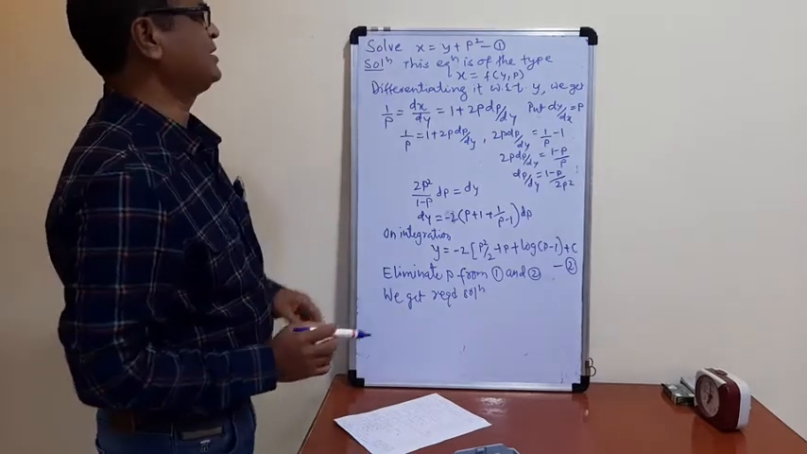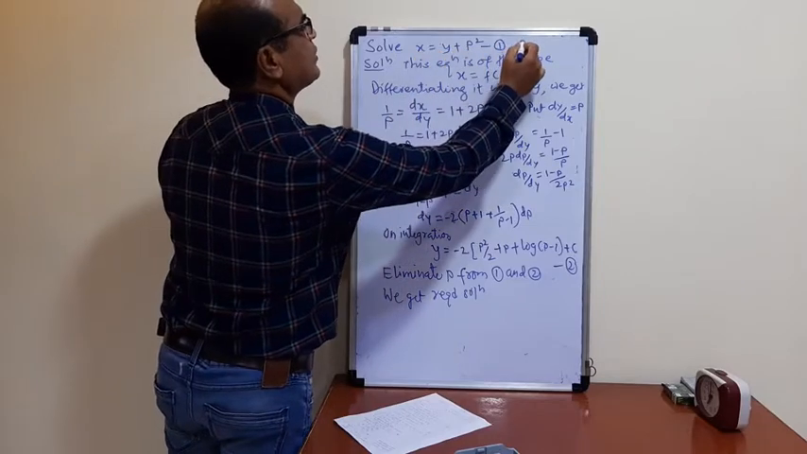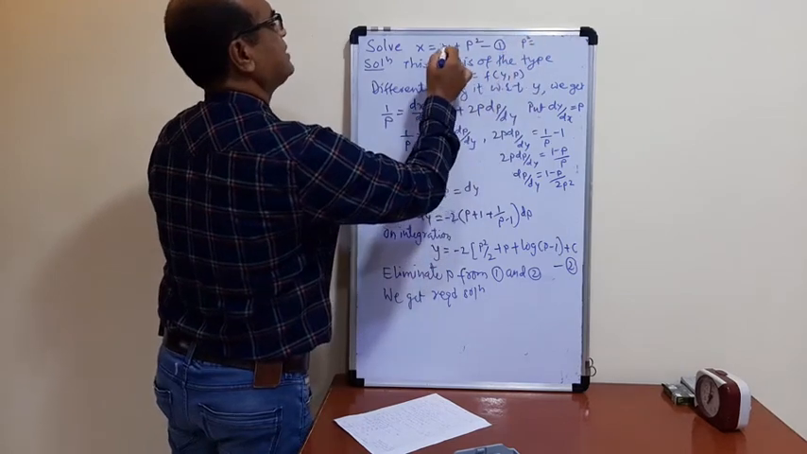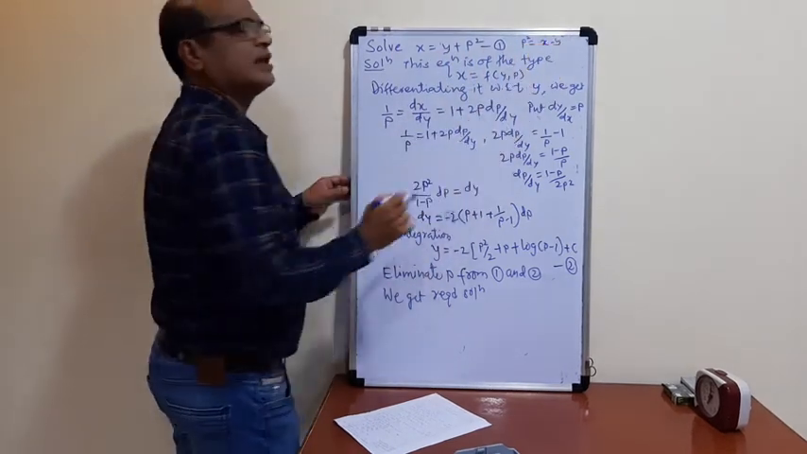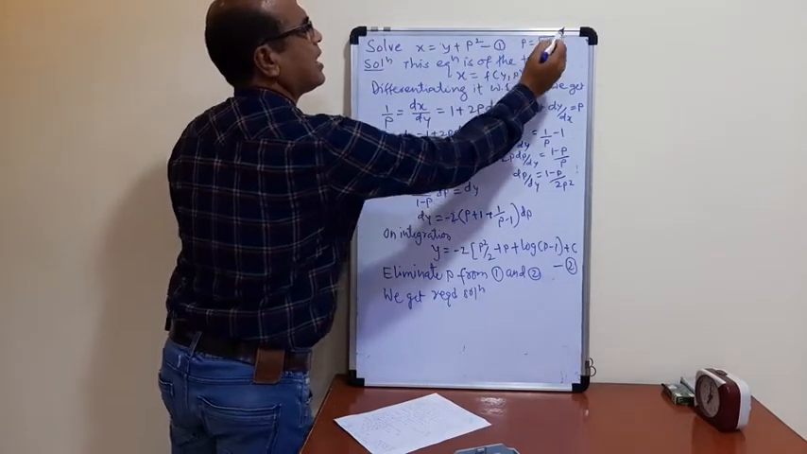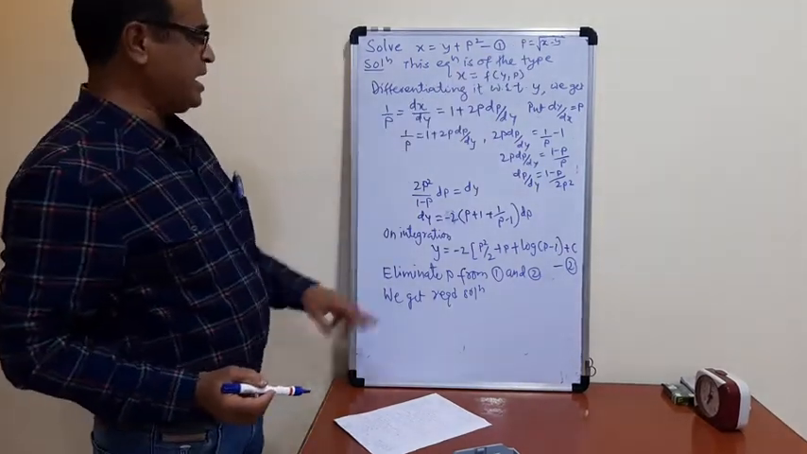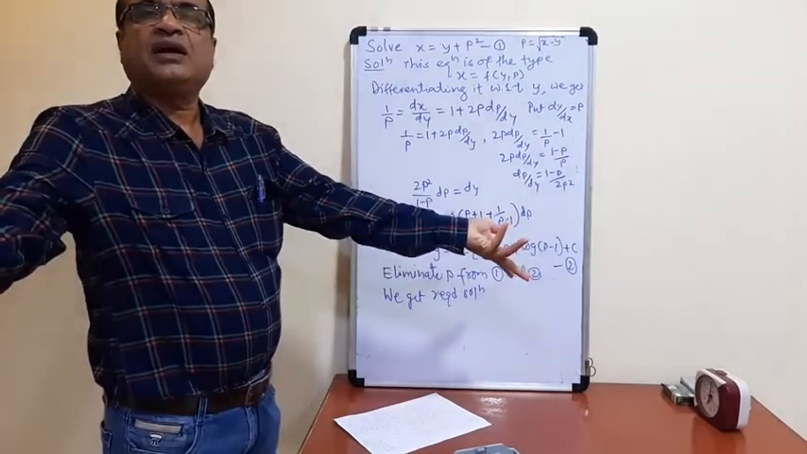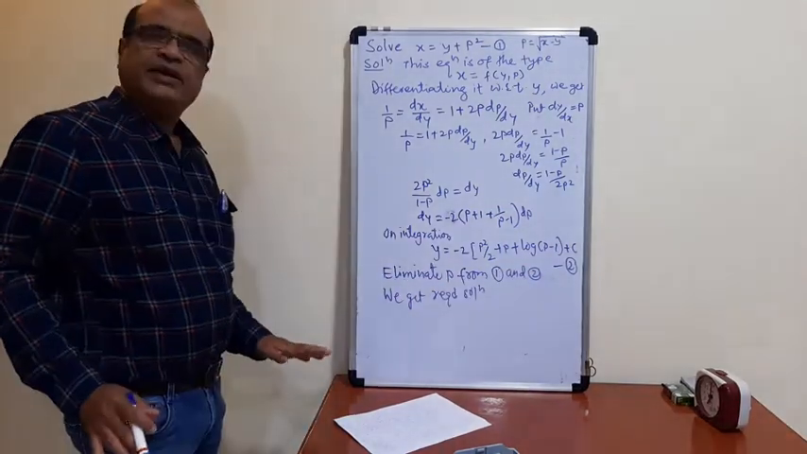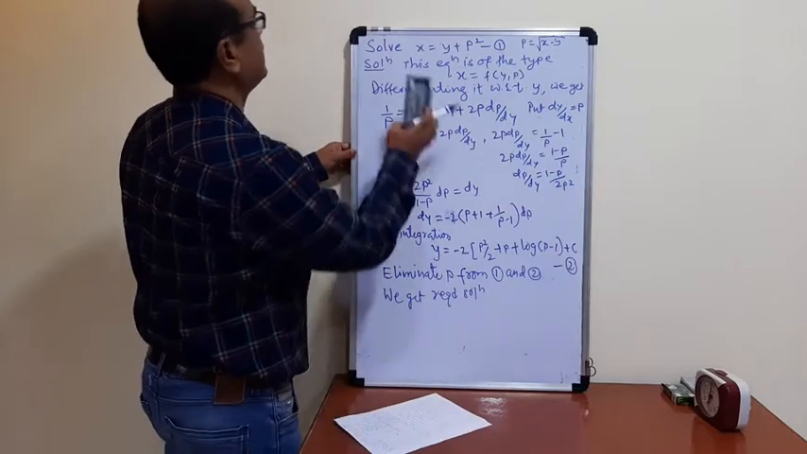Or simply, what is the p here? So this is x is equal to y plus p square. So what is p? So p square is x minus y. Then p is equal to square root of x minus y. So put this value of p in this equation, we get the required solution where p is eliminated. This is very simple. Okay. So this is the solution of this differential equation.